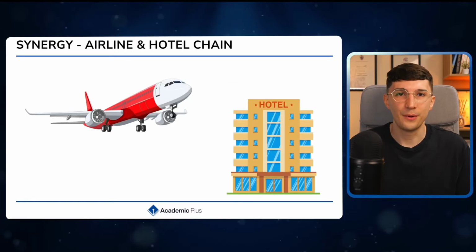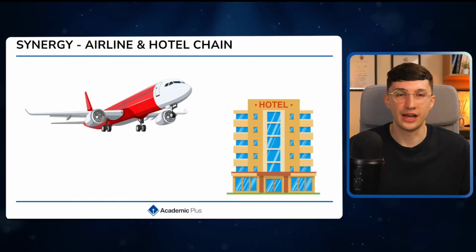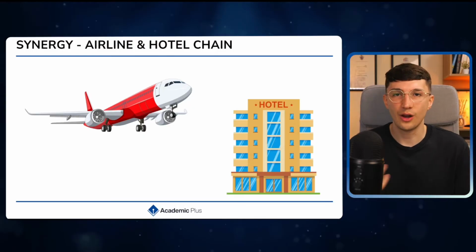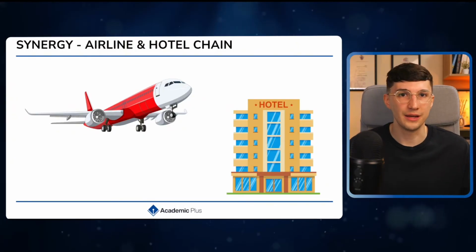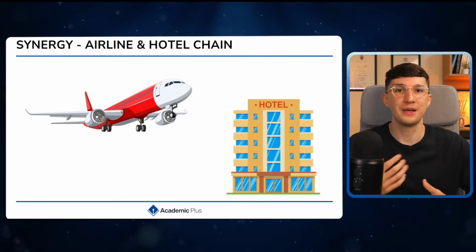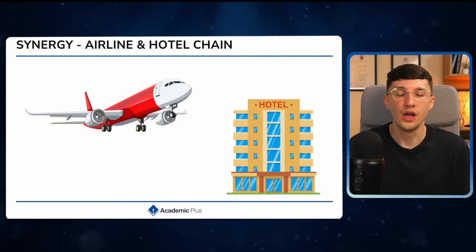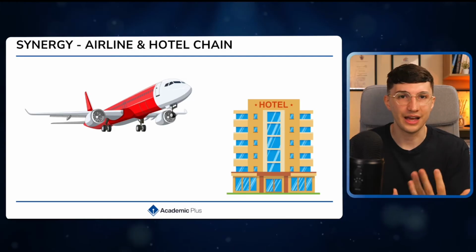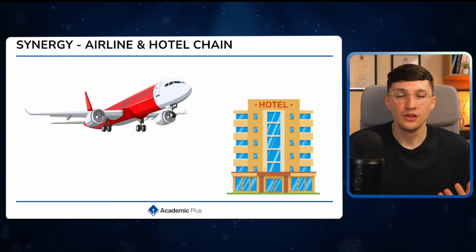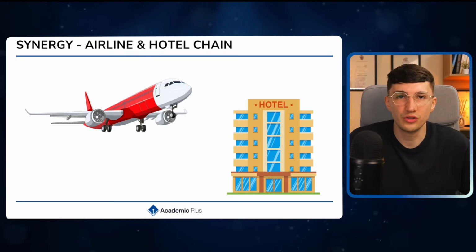Now let me give you an example here of an airline and a hotel chain. Now by themselves, the airline company can get people from A to B. A hotel chain can obviously have people in to stay over the night. But if you bring these two businesses together, you start to offer these package holidays, these package services. So you offer more value to your customers.